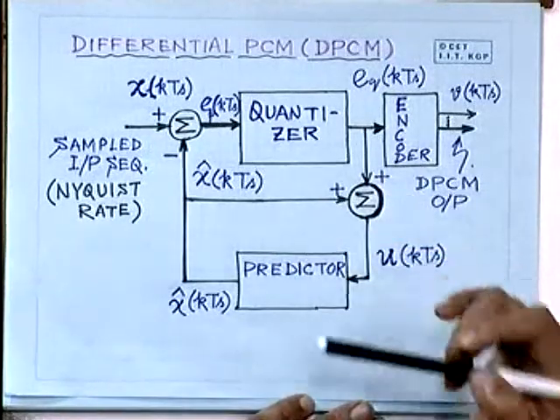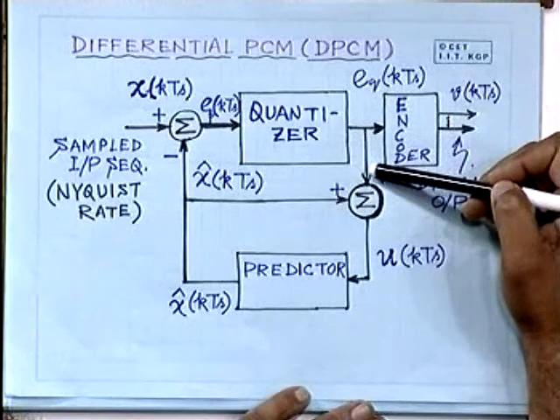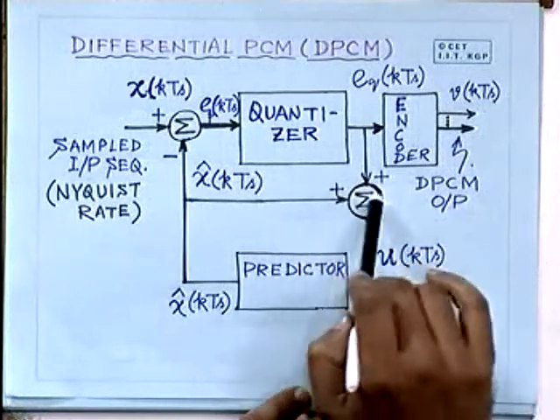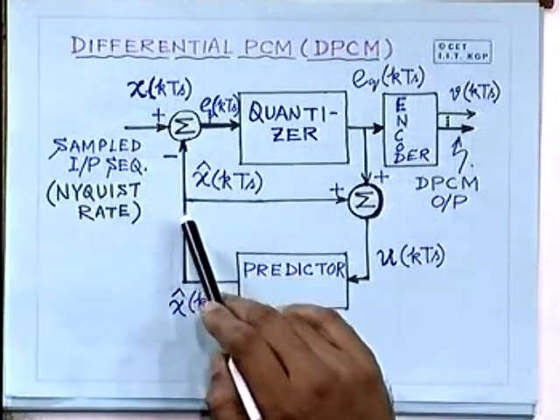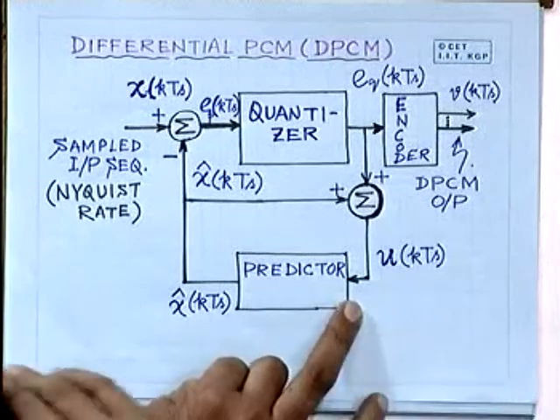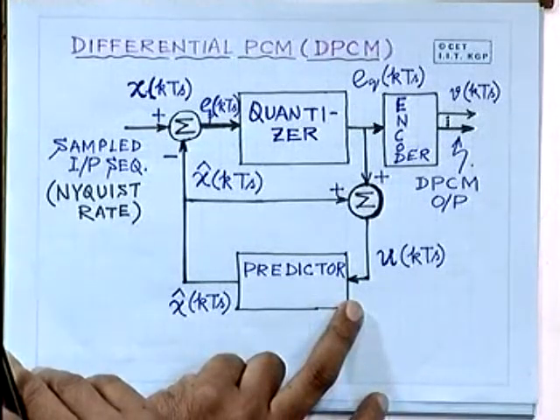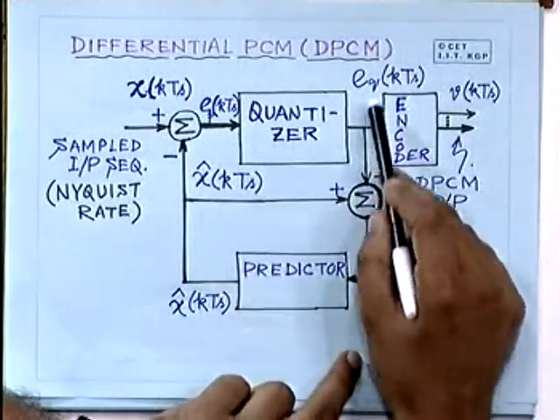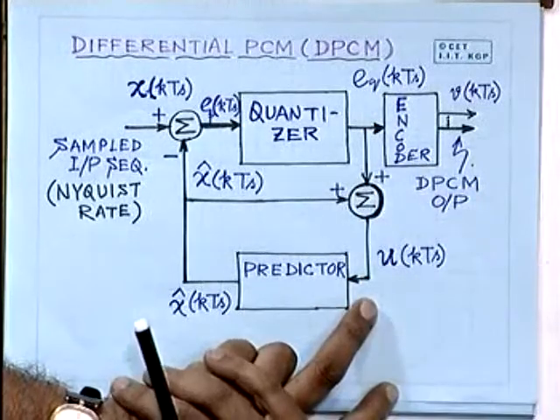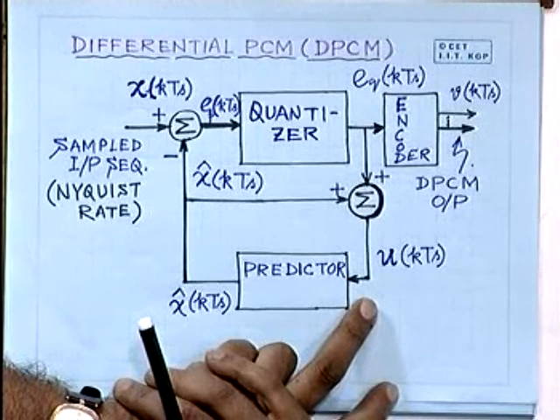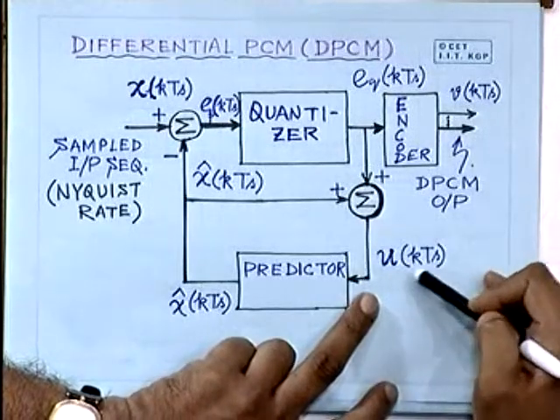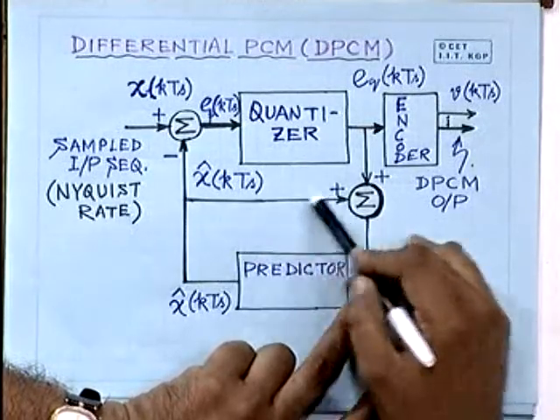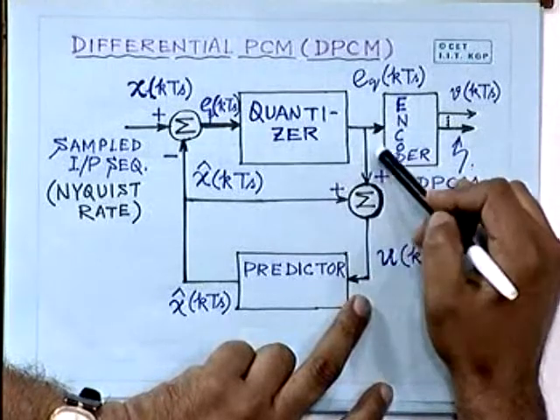Now, for prediction, this quantized output is considered, and this is added. See this plus sign here, added with the previous prediction to generate the next input to the predictor. So, UKTS is X cap KTS plus EQKTS. UKTS, which is the input to the predictor, is the sum of the previous prediction and the corresponding quantizer output.